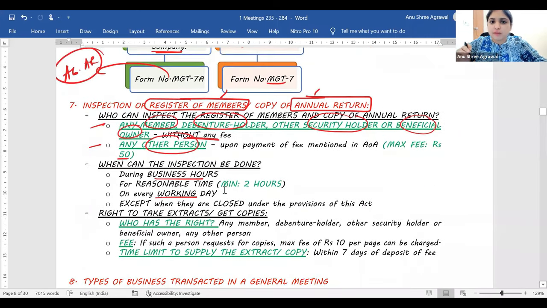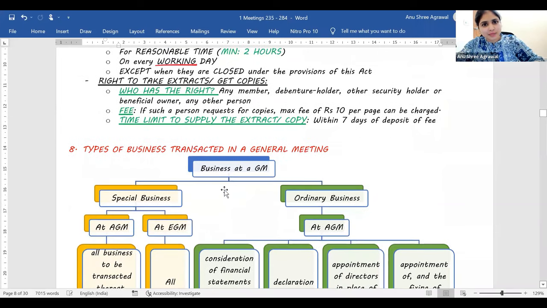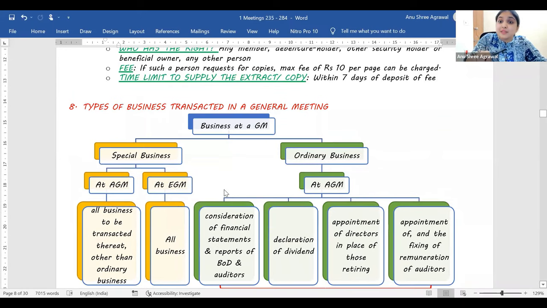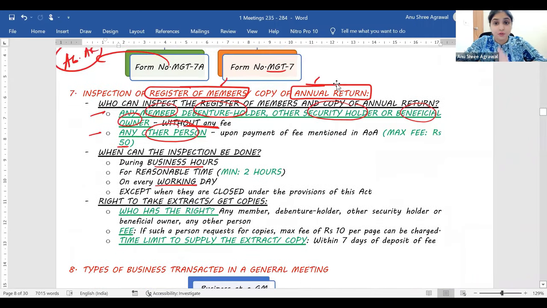Inspection of register of members, copy of annual return. Can I say anybody on earth can inspect? I can say anybody can inspect the annual return and the registers. But if members, shareholders, debenture holders, even beneficial owners are inspecting, it is free. If any other person is inspecting, then I will charge a fee. How much fee will we charge? We will charge a fee of 50 rupees for inspection.